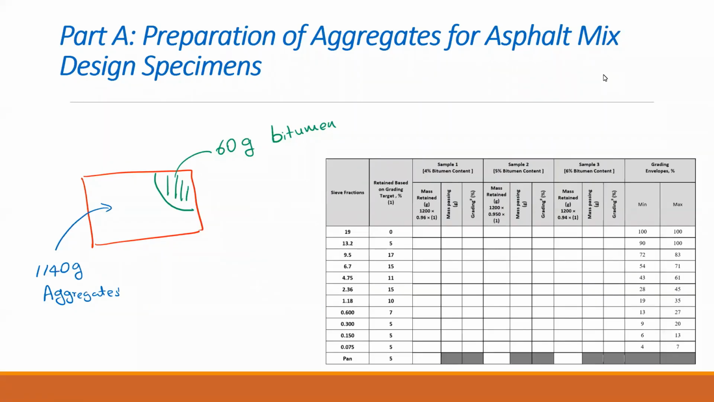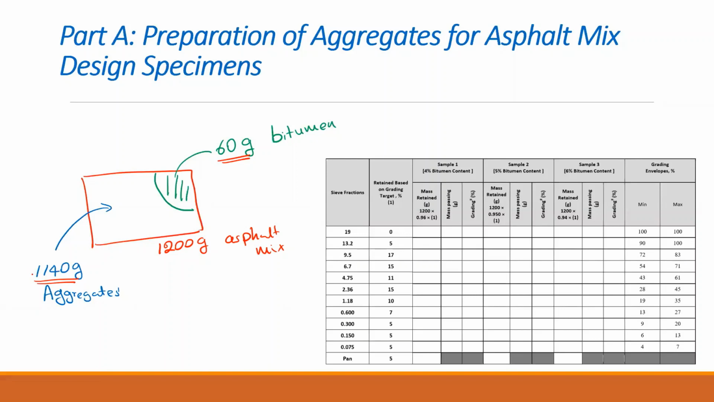Let's see what we have to do in part A. Part A is preparation of aggregates for asphalt mix design specimen. So we have to prepare 1,200 grams of an asphalt mix. In this mix, we should have 60 grams of bitumen and 1,140 grams of aggregates.